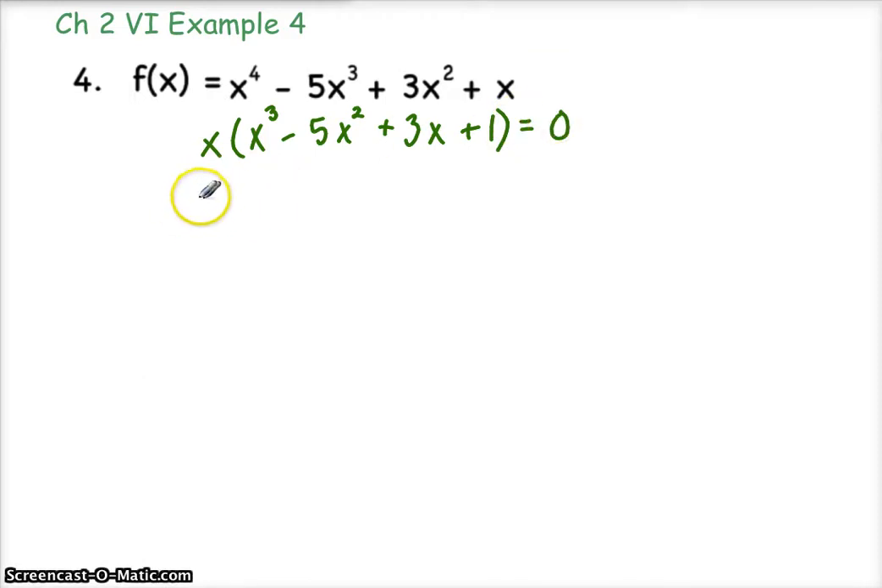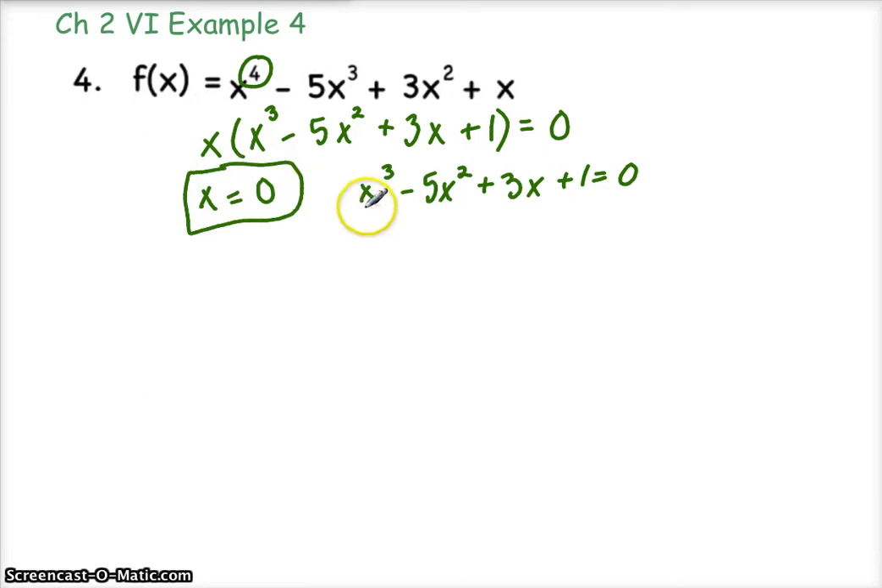So you now have x equals 0 and your degree 3 polynomial equal to 0. You know that this is degree 4, so you're going to have 4 zeros, and your first is x equals 0. Now this remaining polynomial, you could try to factor it again by grouping, but once you grouped and factored the GCF out, you would quickly see that there are no further common factors.